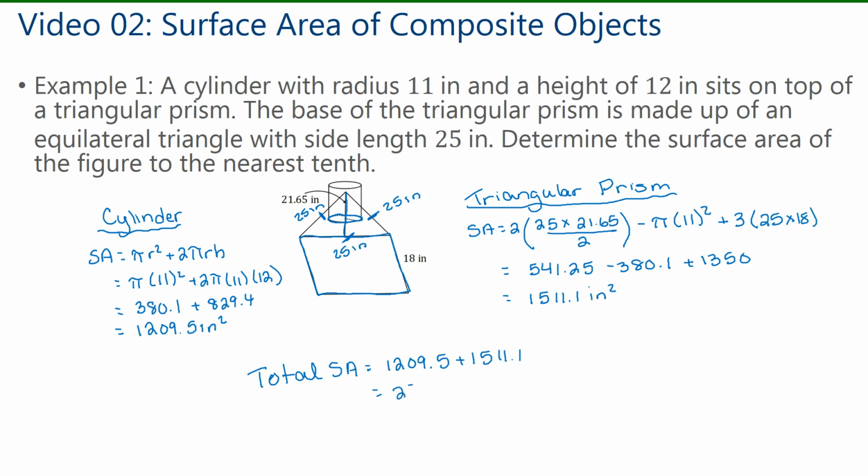Which is 2,720.6 inches squared. Now another option would be to find the surface area of the triangular prism and the surface area of the cylinder and add them together and then subtract off the overlap in the end.